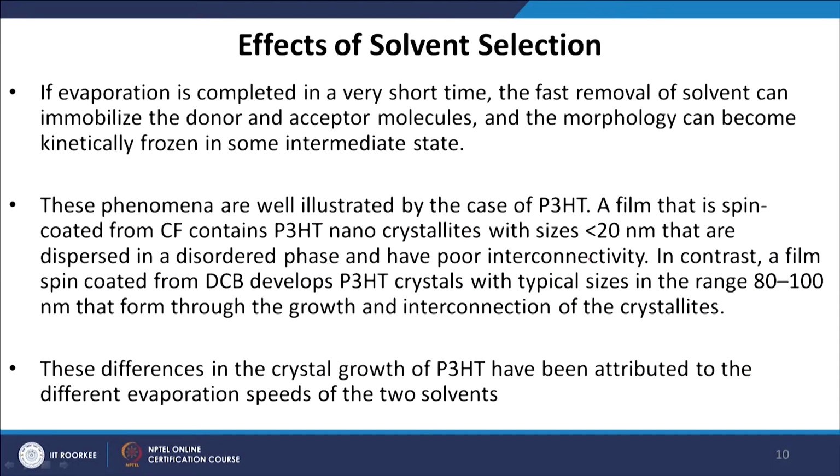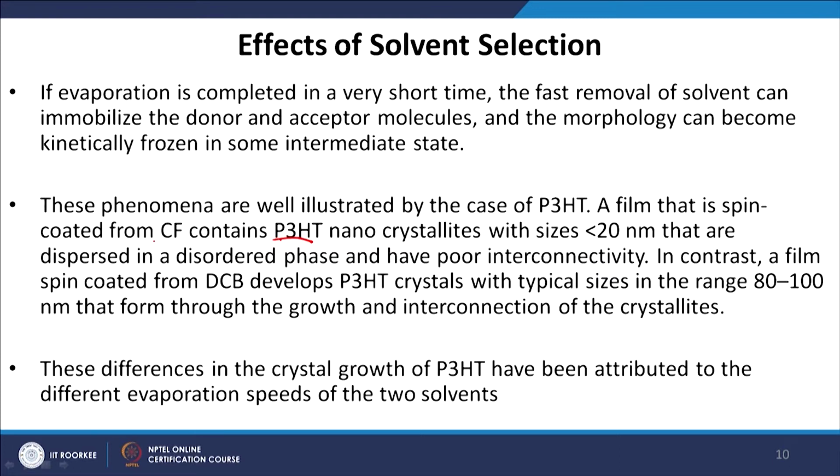These phenomena are well illustrated by the case of P3HT. A film that is spin coated from CF contains P3HT nanocrystallites with size less than 20 nanometer that are dispersed in a disordered phase and have poor interconnectivity. In contrast, a film spin coated from DCB, dichlorobenzene (CF stands for chloroform), develops P3HT crystals with typical size in the range 80 to 100 nanometer that form through the growth and interconnection of the crystallites. So, basically we choose the same material, P3HT.